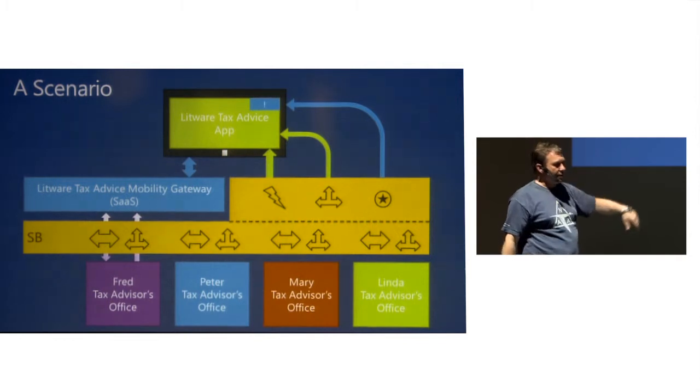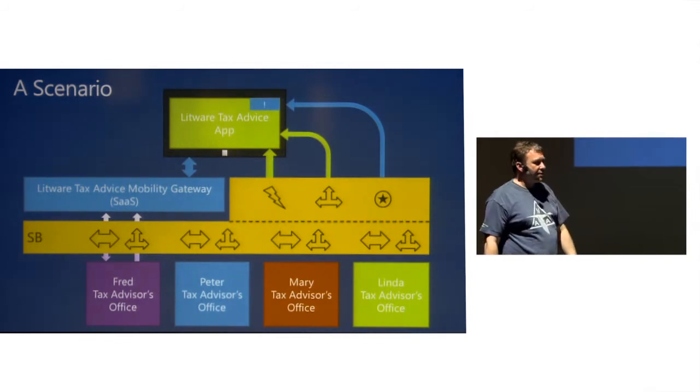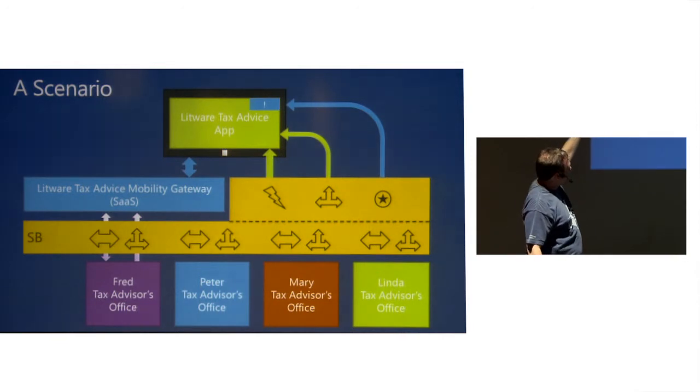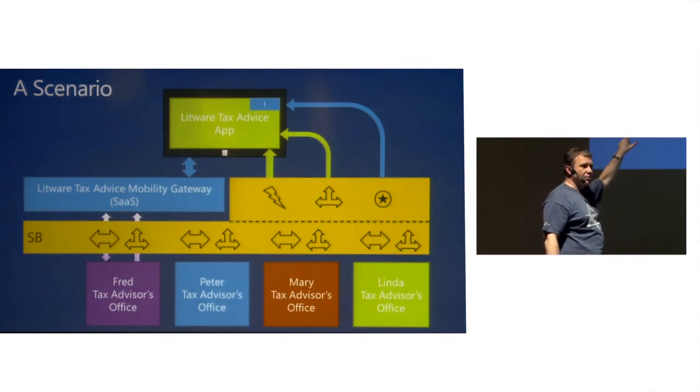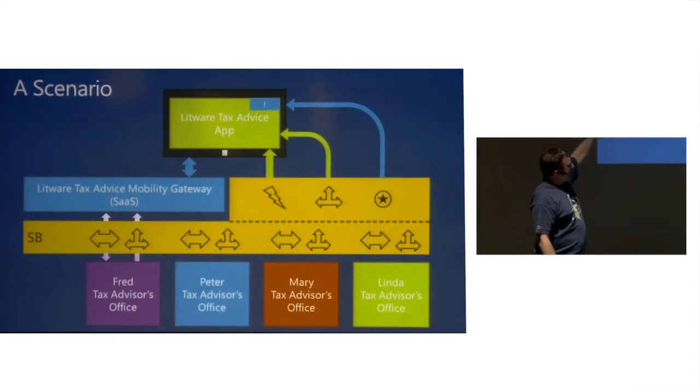So how do we support this? There's Service Bus in the middle, and Service Bus kind of provides that connectivity. It provides it through the relay. So the SaaS mobility gateway is running as a multi-tenant service. A request comes in from the app, which is installed and is provisioned with a user identity. The middleware gateway will then figure out which identity maps to which of tax advisor's office, and then we'll use the relay to talk to that tax advisor's office.